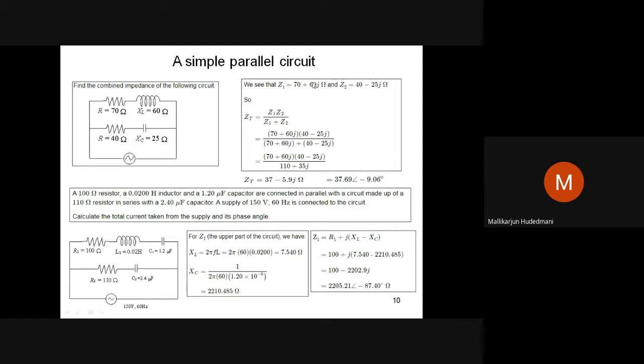So these two are witnessed from, suppose if you remember the triangle, R is the horizontal side, XL is the vertical side, Z is the hypotenuse, impedance in an RL circuit. If it is the RC circuit, R is the horizontal side, XC is the downward side, Z is the hypotenuse of that triangle. It's called the impedance triangle we have learnt. From that also we can be convinced that 70 plus J60 is nothing but inductive. So 40 minus J25, the minus J represents the capacitive part of the branch.